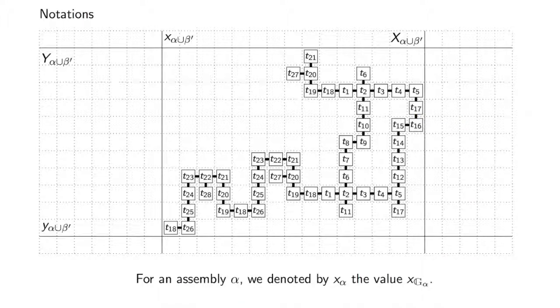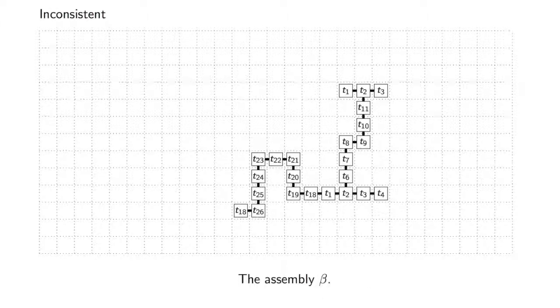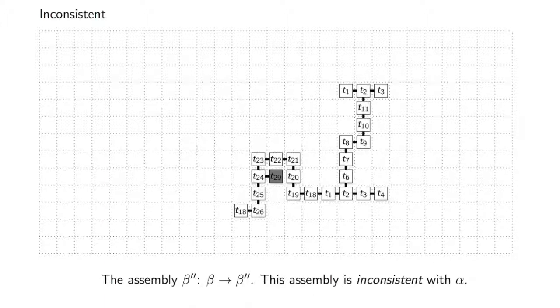For an assembly, we use notations similar to the ones introduced for graphs. For example, lowercase x alpha represents the lowest abscissa of a position which is occupied by a tile of the assembly alpha. Let's come back to assembly beta and let's make this assembly grow again. Here we attach the tile T29 to the assembly beta. We obtain an assembly beta second. The new tile is in gray.